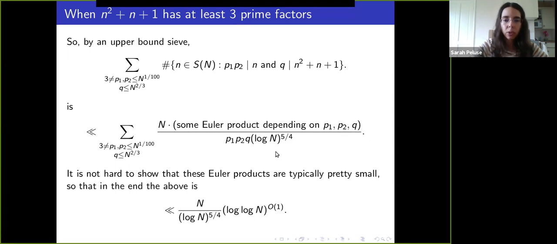So in the end, we just lose some extra powers of log n, but we are already losing some logs by summing over these primes. So the contribution of n such that n squared plus n plus 1 has at least 3 prime factors is easily admissible. So are there any questions about this before I talk about fewer primes?